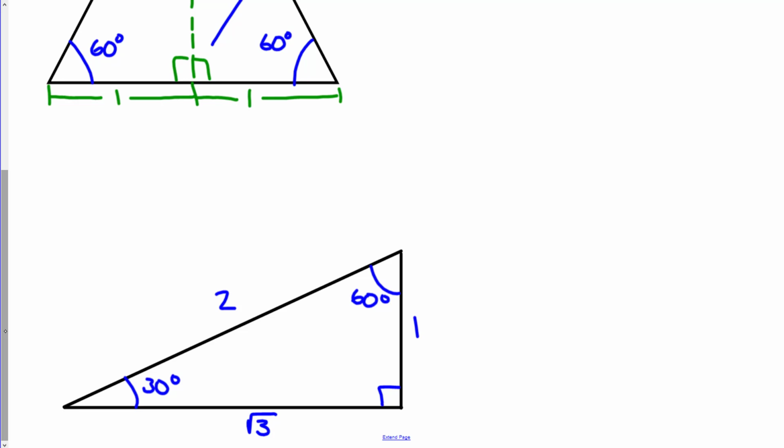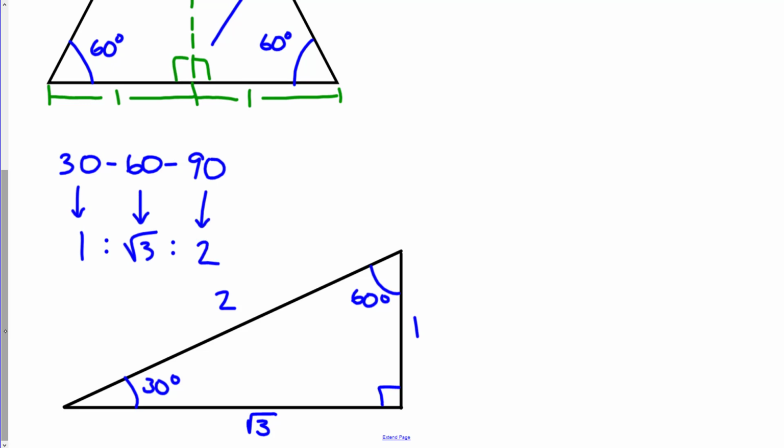Okay, so this is really important setup. Basically, in a 30, 60, 90-degree triangle, what you need to know, you have to make sure you understand and know this fact: the ratio of sides is 1, square root of 3, and 2.